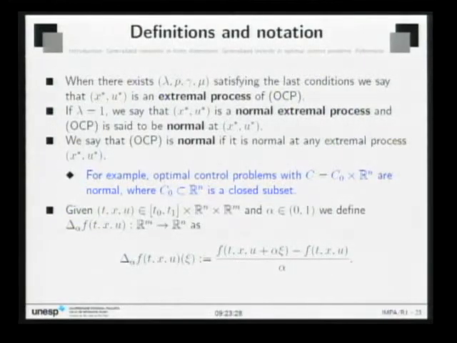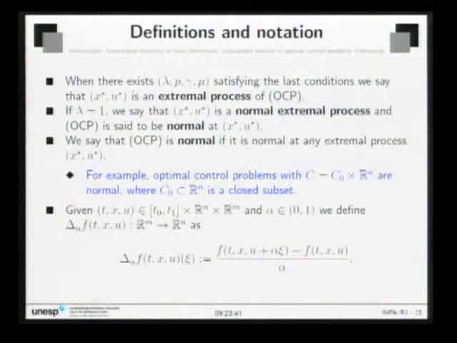And we say that the problem is normal when it is normal at any extremal process. For all processes we can find a set of multipliers with lambda equal to 1. And in control problems, if you don't have terminal constraints, given like that, the optimal control problem is always normal. You can always choose lambda equal to 1.